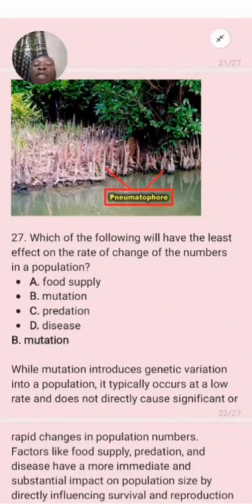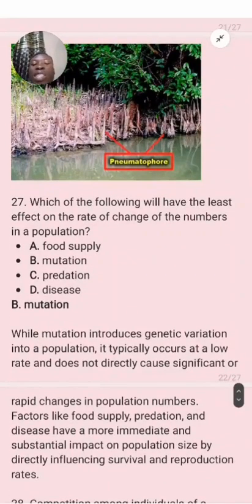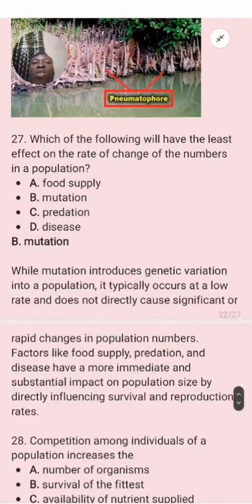Then 27. Which of the following would have the least effect on the rate of change of the numbers in a population? Food supply, we have great effect. Predation, definitely. Disease, but mutation is a genetic variation. It occurs at a low rate, so it does not bring a rapid change, not like food supply, predation, and disease.